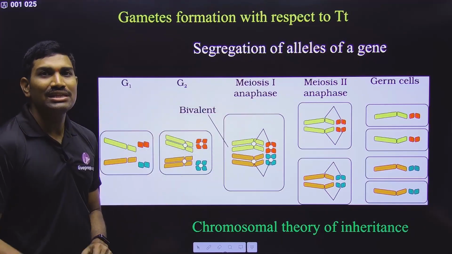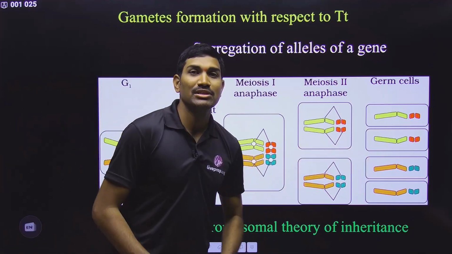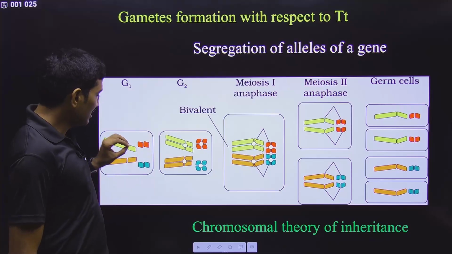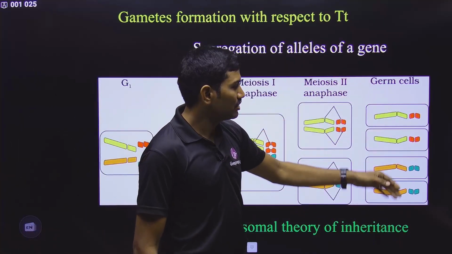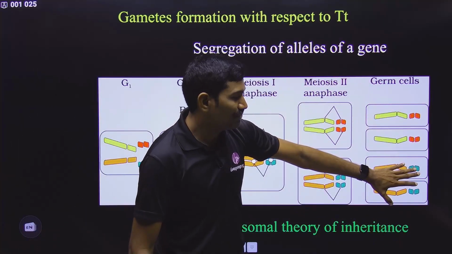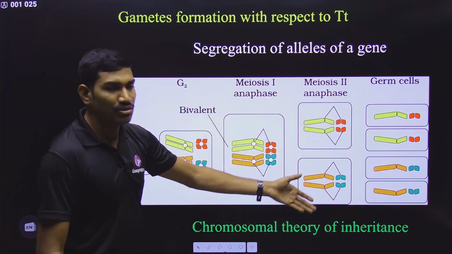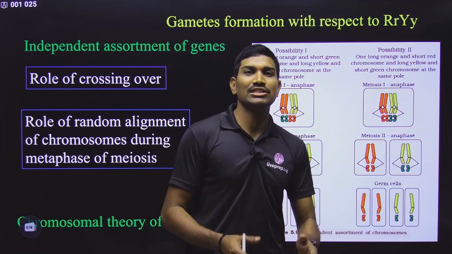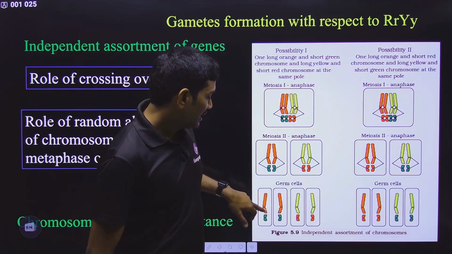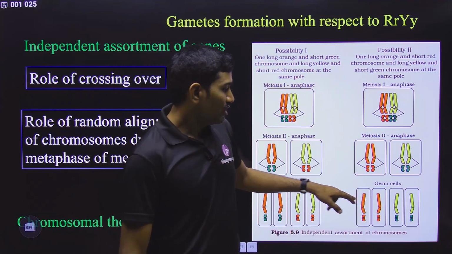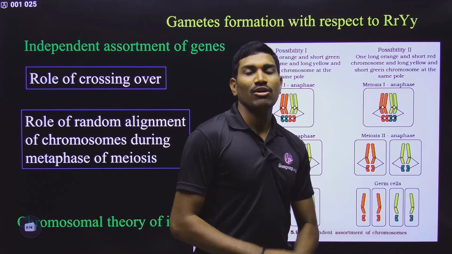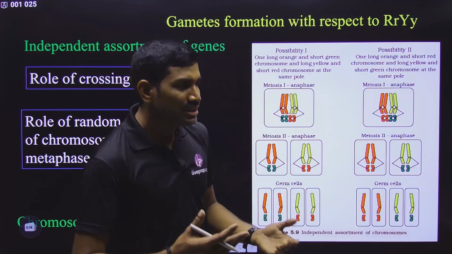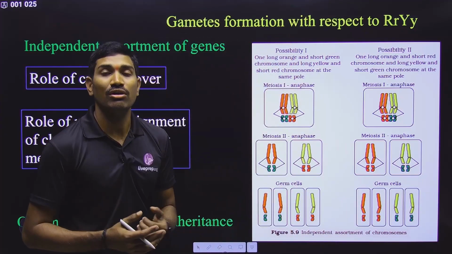So mainly in the case of the genetics concept, we are studying about the gametes formation process. Suppose you are starting with capital T small t condition. Ultimately the chromosomes are distributed into the gametes, so that 50% are having capital T, 50% are having small t. So this you can easily explain here. And next one is regarding capital R small r, capital Y small y condition that is producing 4 types of gametes: capital R capital Y, capital R small y, small r capital Y, small r small y, all of them in 1:1:1:1 proportion, right? So this we can explain with the help of random alignment of chromosomes.